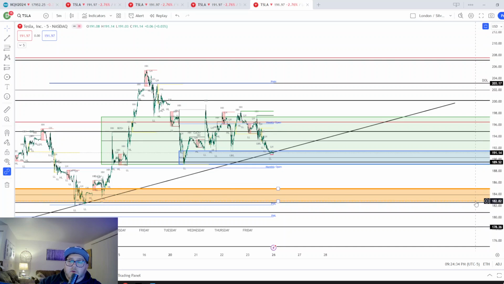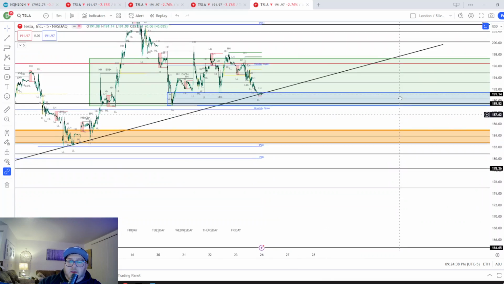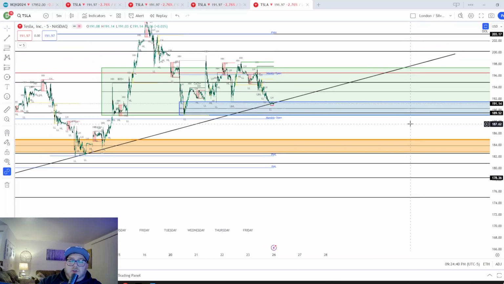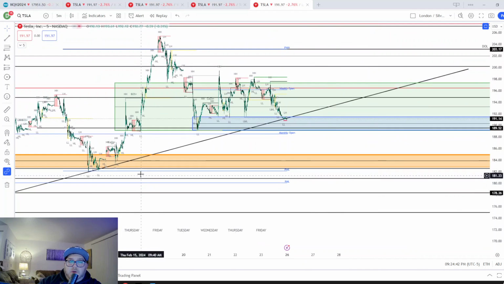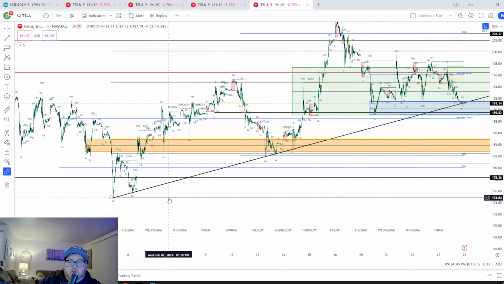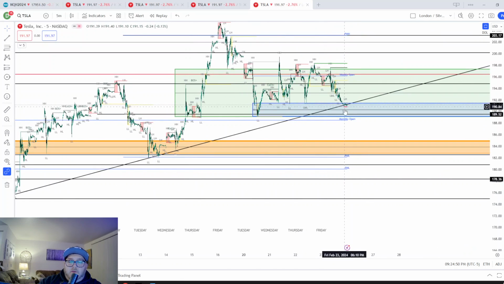182, about 182.50, something like that, and we take out that fair value gap, we're going to start targeting sell side liquidity, which again, sell side liquidity down here at 182, and then we have additional sell side liquidity all the way at 175. So if that order block doesn't hold, don't expect this 4-hour fair value gap to hold, and be looking for price to go all the way down to 175.